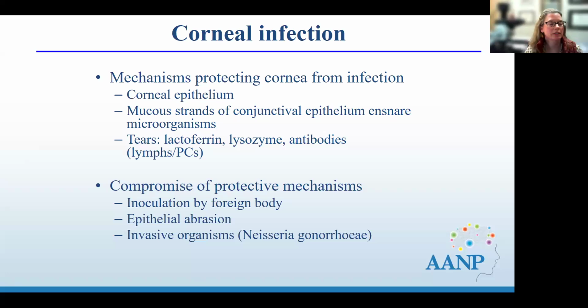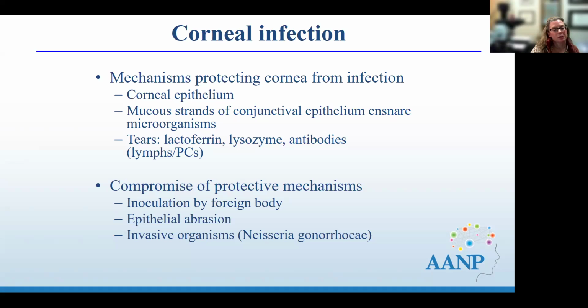So now we're going to talk about corneal infections. So if you think about what protects the cornea, it's the epithelial layer, and then the mucous strands of the conjunctival epithelium. They can ensnare microorganisms to protect you. And then your tears, of course, have enzymes and antibodies that protect you from pathogens.